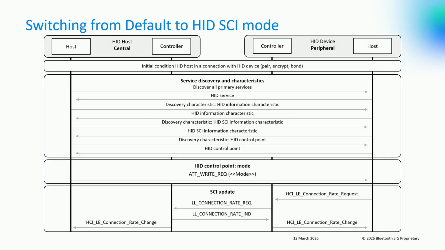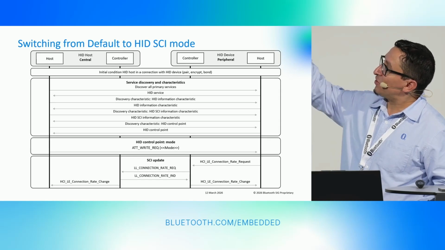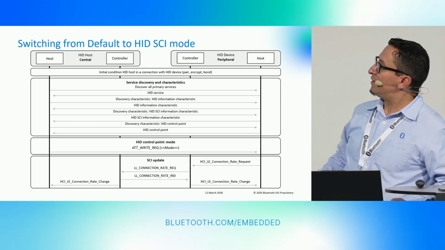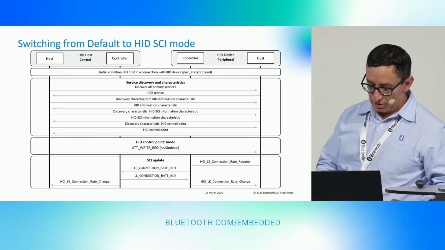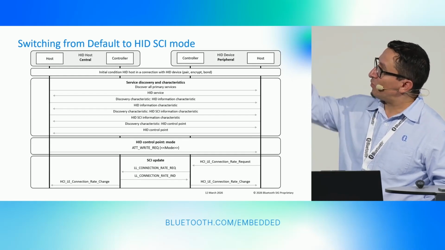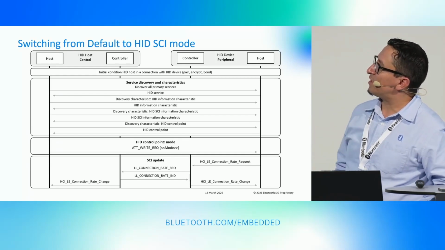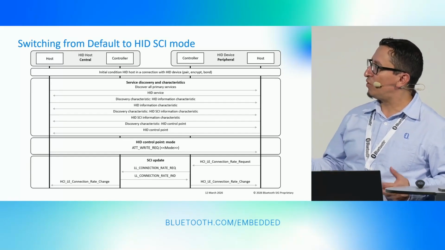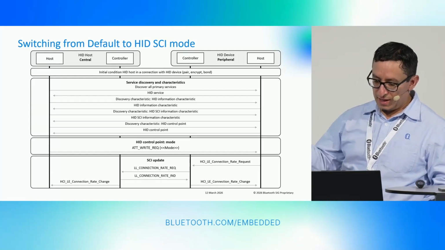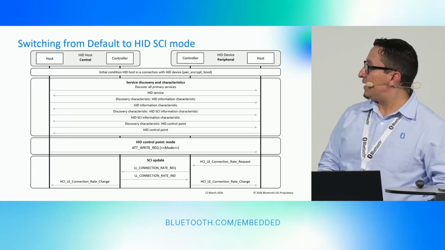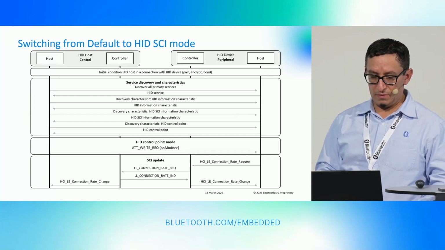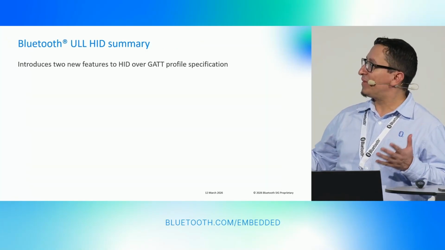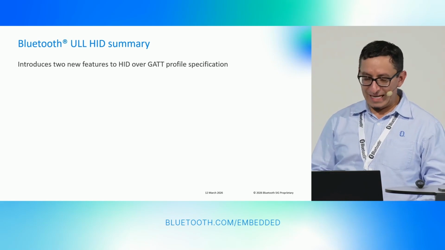This diagram illustrates very briefly how the switching from default to HID SCI modes happens. Again, the initial connection is going to be based on ACL, a regular legacy connection, and then you'll go through the process where the host will be discovering the HID service and the characteristics needed to decide which parameters to use for a HID SCI configuration. Very straightforward. So that concludes the overview of the HID SCI feature.